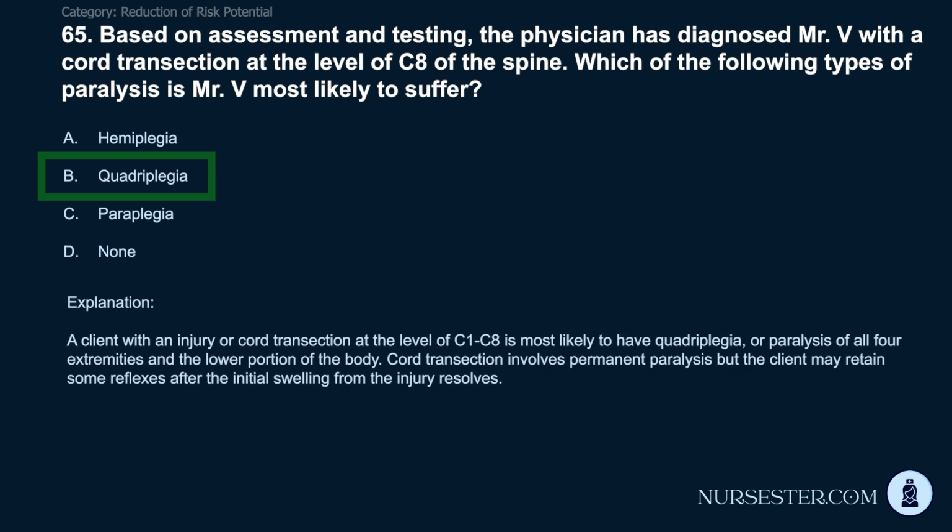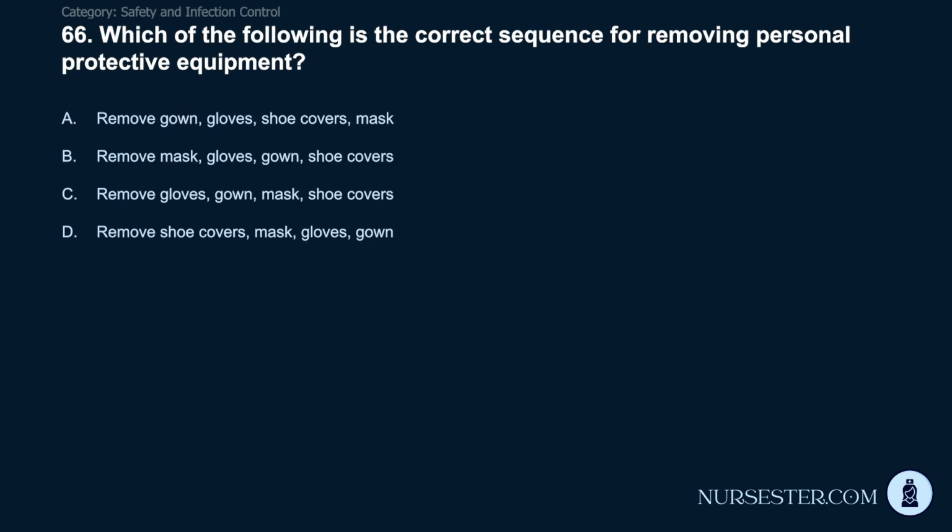Correct answer, B. Quadriplegia. A client with an injury or cord transection at the level of C1 to C8 is most likely to have quadriplegia, or paralysis of all four extremities and the lower portion of the body. Cord transection involves permanent paralysis, but the client may retain some reflexes after the initial swelling from the injury resolves.